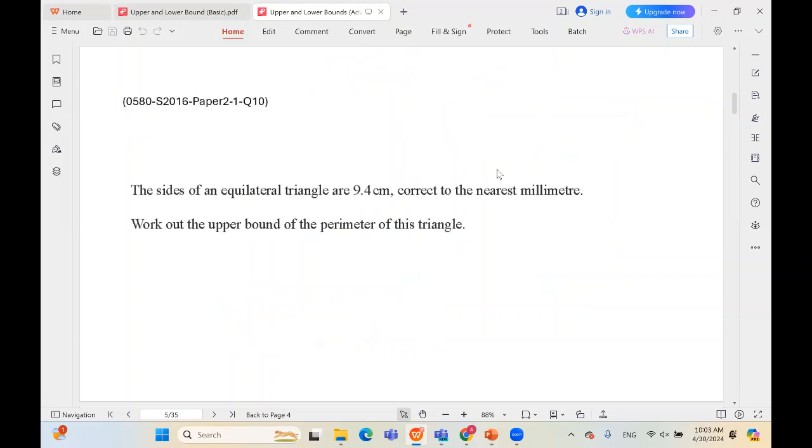The sides of an equilateral triangle are 9.4, correct to the nearest millimeter. Work out the upper bound of the perimeter of this triangle. So again, this is perimeter and equilateral triangle. So we already know that we're multiplying 3 times the side. Here we just want the upper bound, so we're just adding, not subtracting. And the unit again, or the level of accuracy, is millimeter, which is 0.1 centimeters. We multiply that by half.